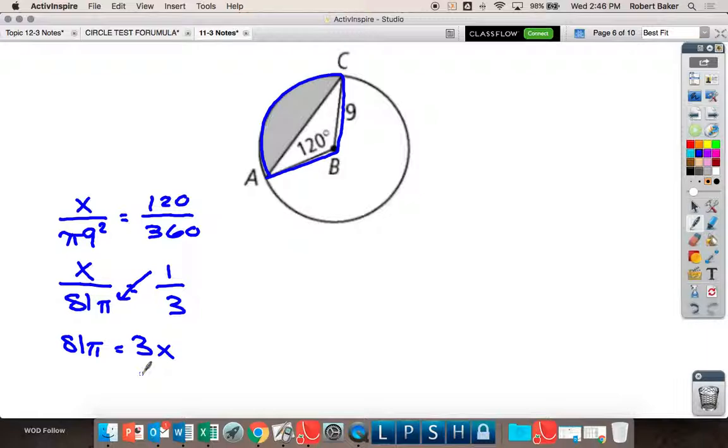Divide both sides by 3. 27 pi. Alright, so 27 pi units squared, which in decimal is pretty close to 85. Alright, so any issues with finding the area of the sector?